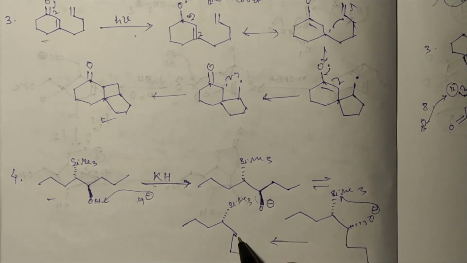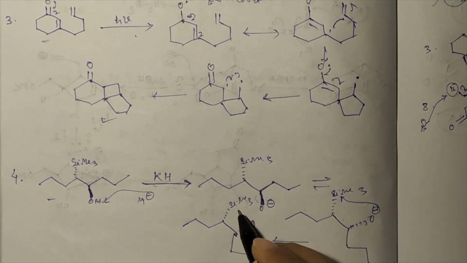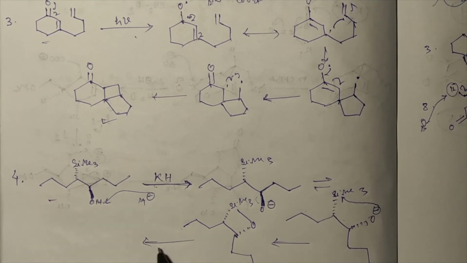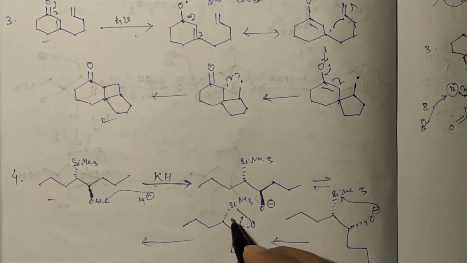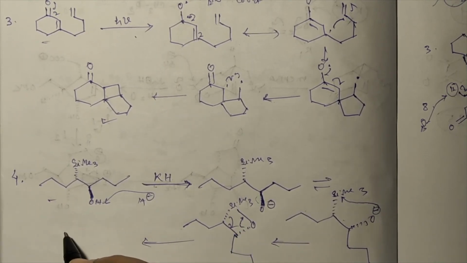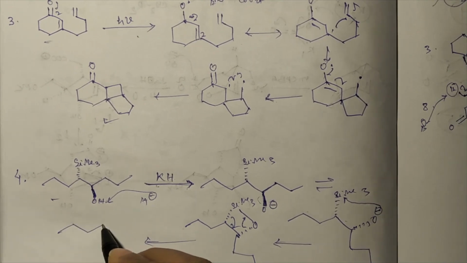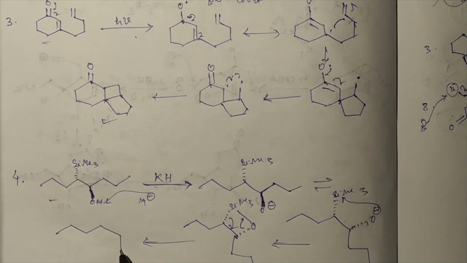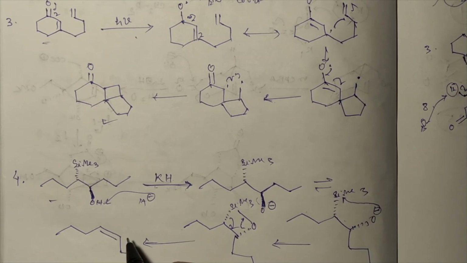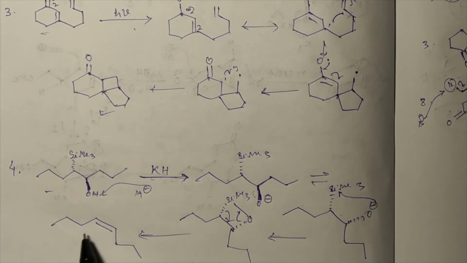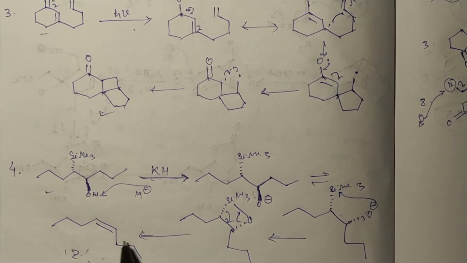SiMe3, O. Now this will cleave and the corresponding alkene will be formed. This has Z configuration, so this cis alkene will be formed. This reaction is known as Peterson reaction.